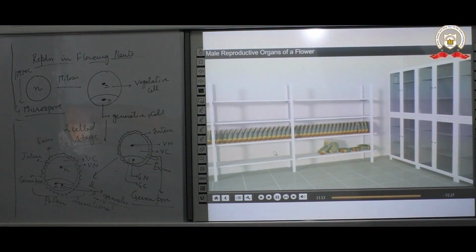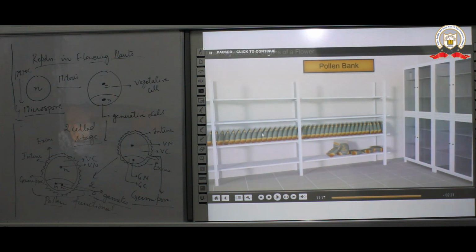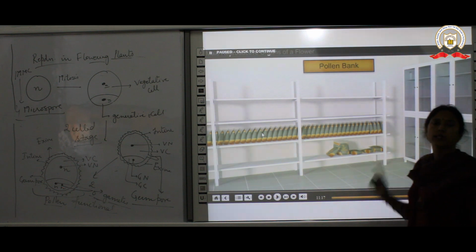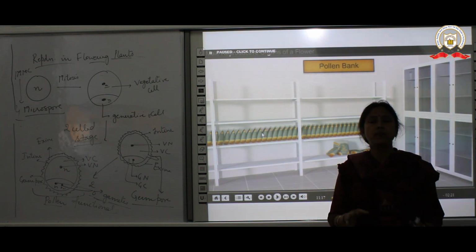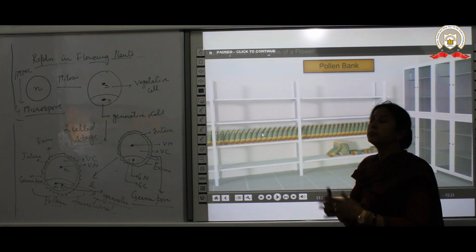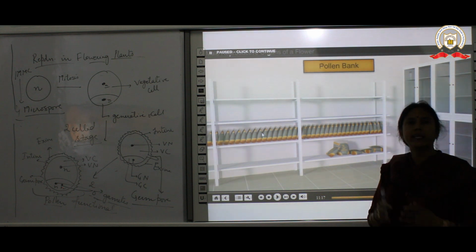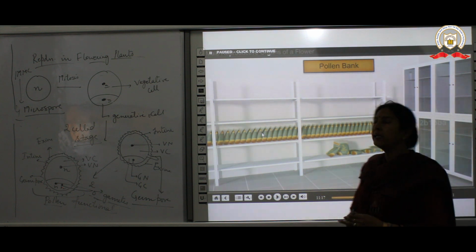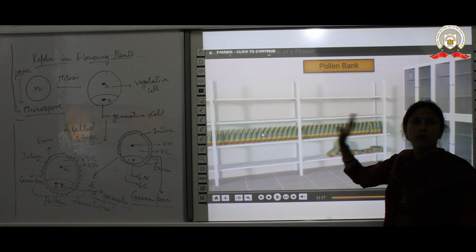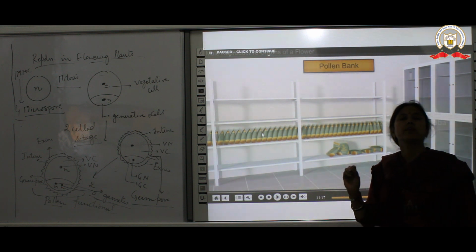Moreover, pollen is also stored in pollen banks in liquid nitrogen. This is very important. Why do we have to conserve the pollen? Pollen needs to be conserved because at the rate at which we are losing the various species, it is mandatory for us to conserve certain viable pollens so that they can be used in future. And this is done in liquid nitrogen, and the process is known as cryopreservation.